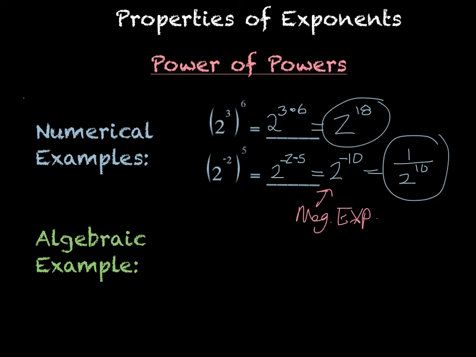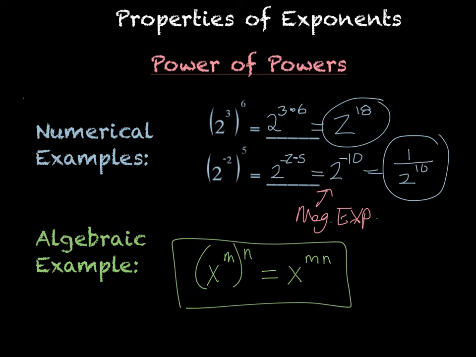So for the algebraic example, we would have x to the power of m, all of that to the power of n. If we wanted to put that together and simplify it, we'd have x to the power of m times n. And that would be your final answer.